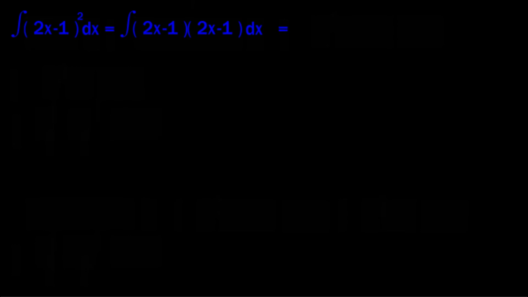So first term multiplied by first term, we get 4x squared. First term multiplied by the second term, minus 2x. And the second term multiplied by the first term, minus 2x. And finally, second term multiplied by the second term, plus 1 dx. So you will get 4x squared minus 4x plus 1 dx.